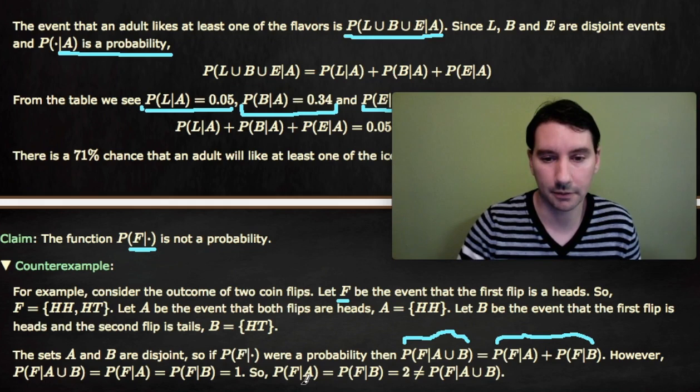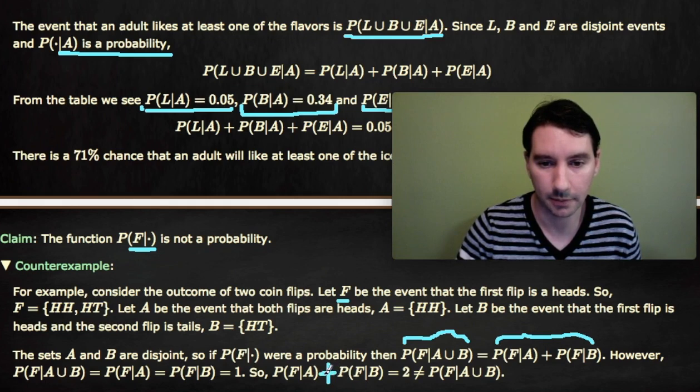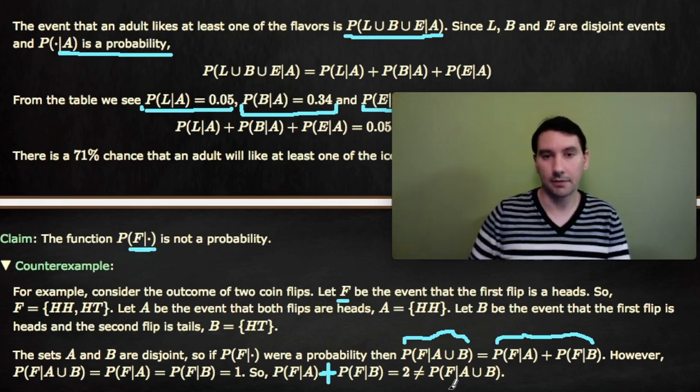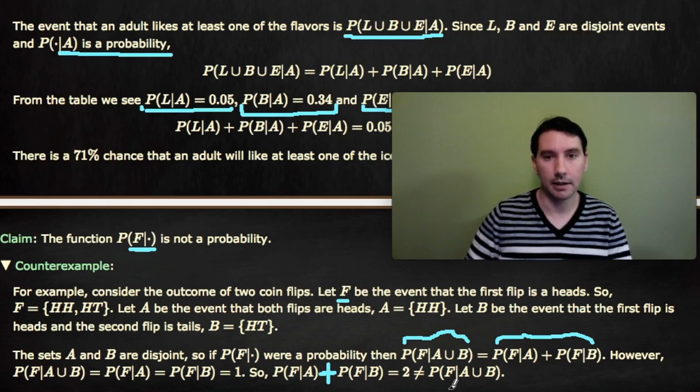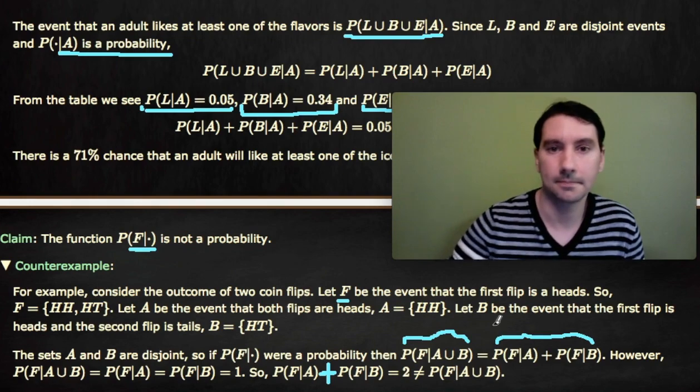However, the probability of F given A plus the probability of F given B equals 2. Oh, sorry, this should be a plus sign. So if we add up the probabilities, we get 2, which is of course impossible to be the probability of F given A union B. So you can't split up a union of disjoint sets into a sum on the right-hand side. That's the last of these fundamental lessons on probability that I have right now. The next lesson, we should get into random variables. So I'll see you there.